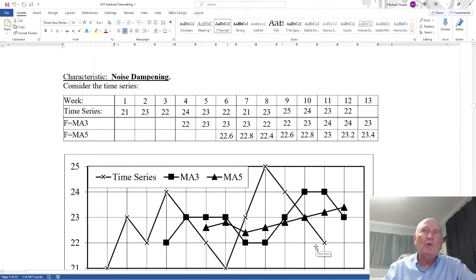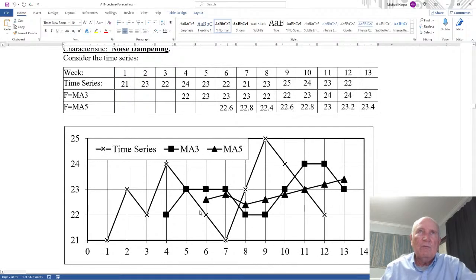characteristic is called noise dampening. Well, here I have another time series I plotted. There's my x's, and there they go, boom, boom, boom. And then I have an MA3, which is my squares. I have an MA5 here, which is my triangles.